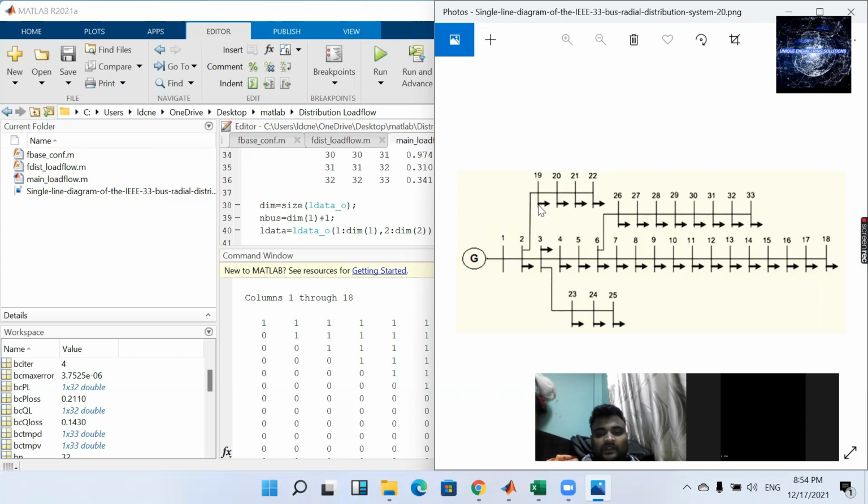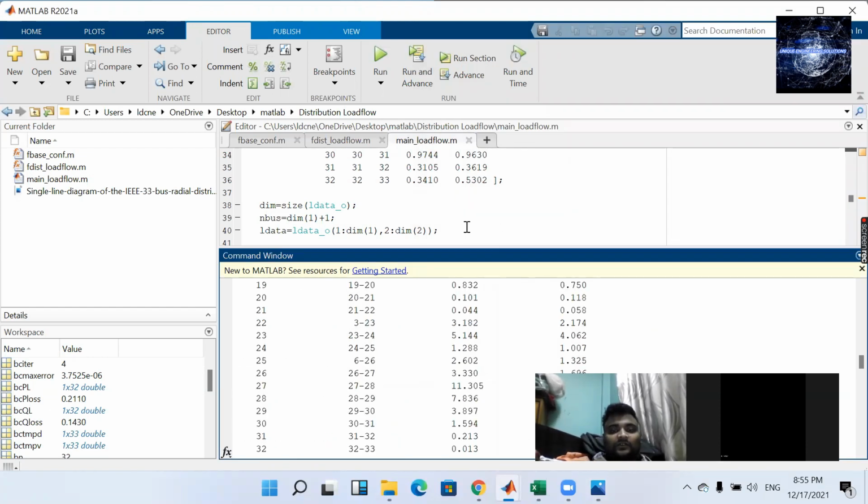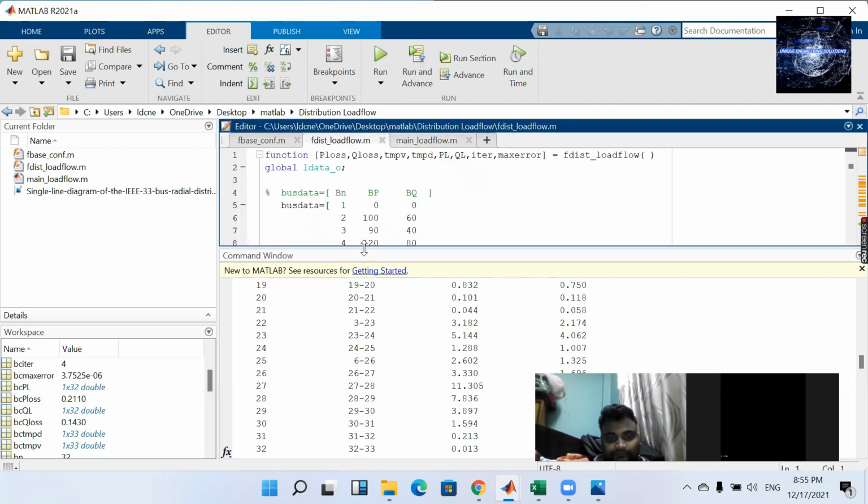So for 23, in the 23rd row, which columns have the value 1? 23, 24, 25. Okay. In the 23rd column, which rows have the value 1? 1, 2, 3, 23. Okay. Now we can understand the load flow easily. So let's go to the distribution load flow.